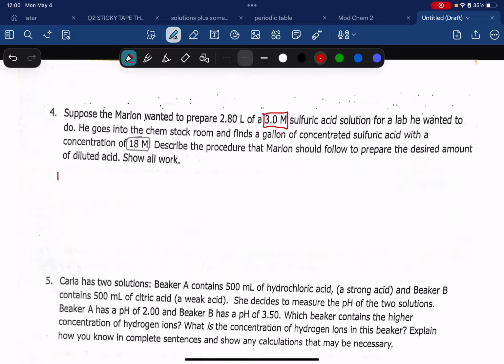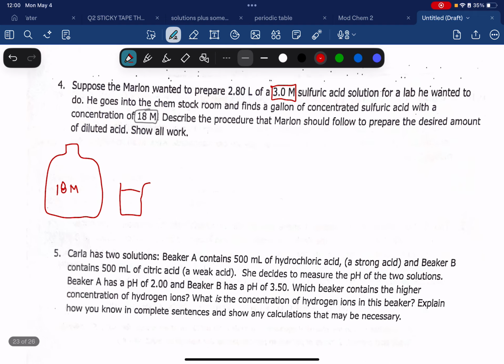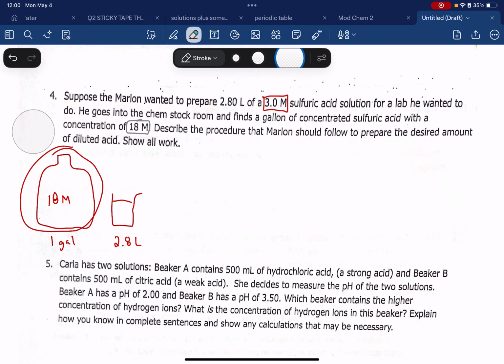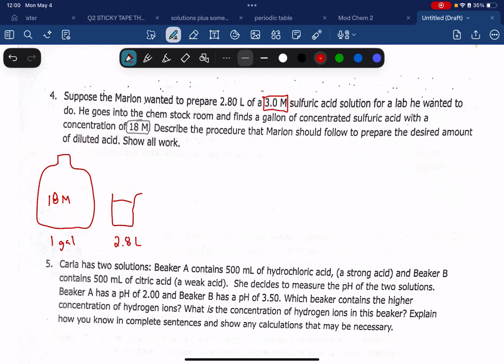To put this into perspective, let's say that this is our gallon of 18 molar sulfuric acid. The solution that we want to make here is smaller than the gallon that we have. So the volume is less and the concentration is less. Let's say that's 1 gallon and that's 2.8 liters. So that means we hardly need any of this in order to make the 3 molar solution that we're trying to make here. So this is a dilution problem where we're solving for initial volume, actually.